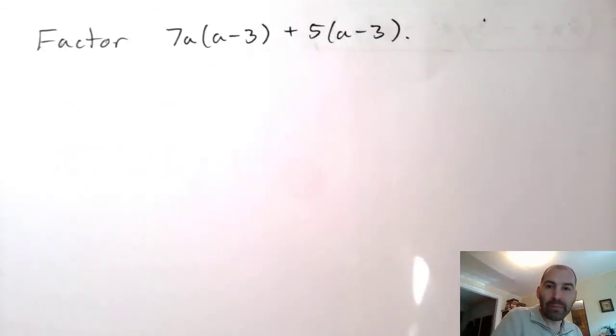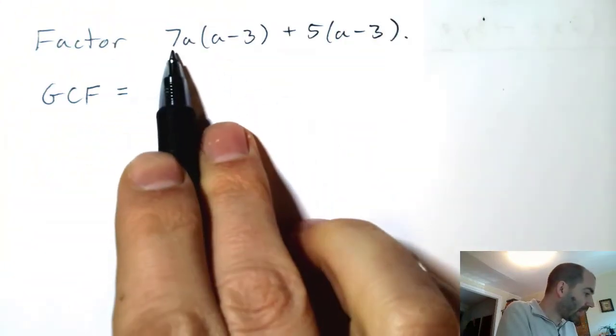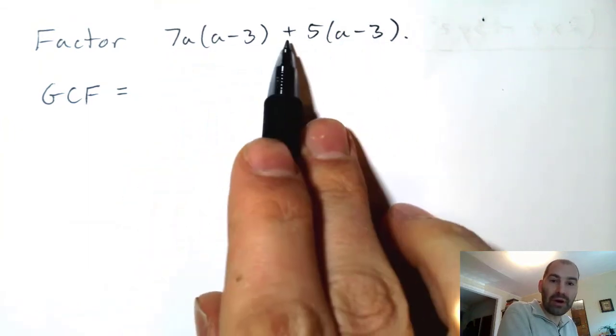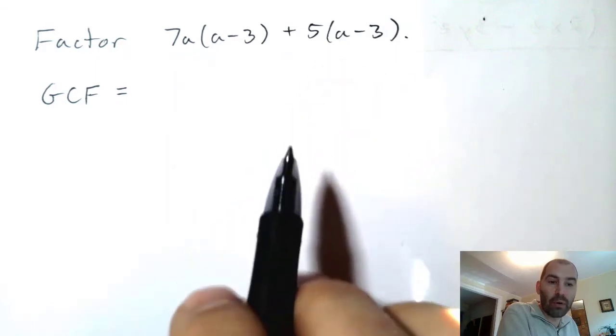Okay, our next factoring problem looks like this. Okay, so I want to find the GCF. That's the first thing we write down. So the GCF, the greatest common factor. So I'm going to look at these two terms separated by the plus sign and ask myself, what is the largest thing that they are both divisible by?